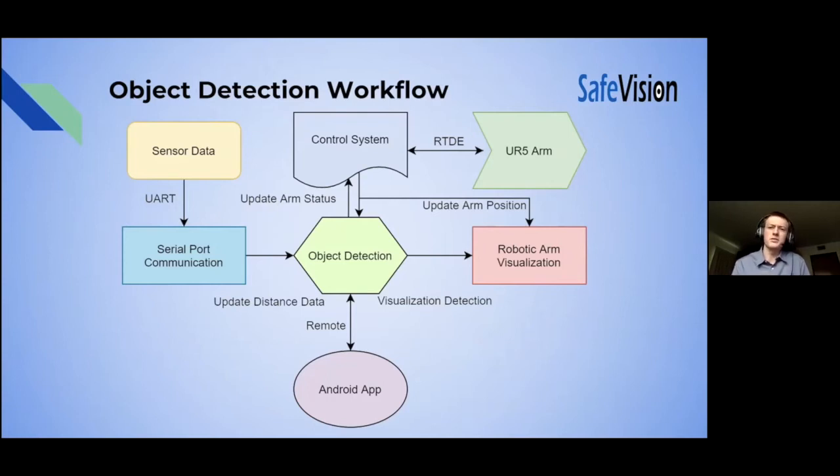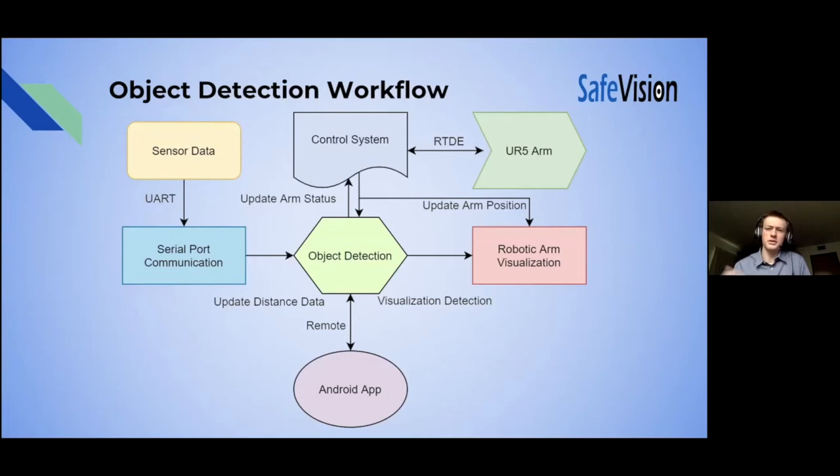So to read some of that information in, if you look at the top left, you can see the sensor data block, which passes information through UART to the serial port communication that then passes sensor distances to object detection. Communicating with the arm is a little more complicated because we have to both send and receive data. Some of the information we send is the operating modes for the arm, and some of the information we receive are the angles and velocities of each of the joints. We get that information using the RTDE connection through the control system.